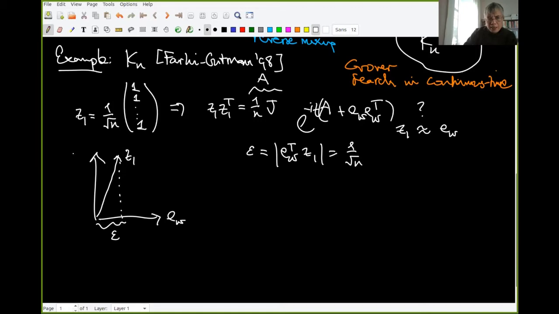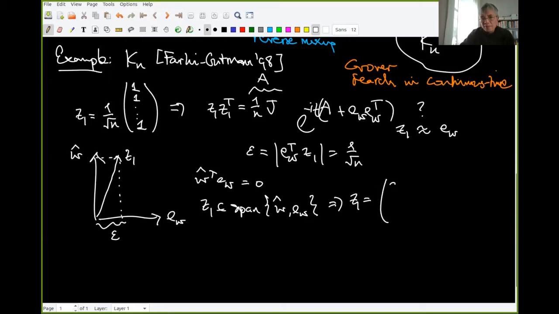And I'm going to take a vector that is orthogonal to EW here, such that Z1 is spanned by these two vectors. So I need this to be orthogonal, and I would like Z1 to be in the span of these two. Okay, and as such, you can see that written in this basis, Z1 looks like (epsilon, square root of 1 minus epsilon square), if we are writing this in this basis where this corresponds to the vertex W, and this is the other orthogonal vector.